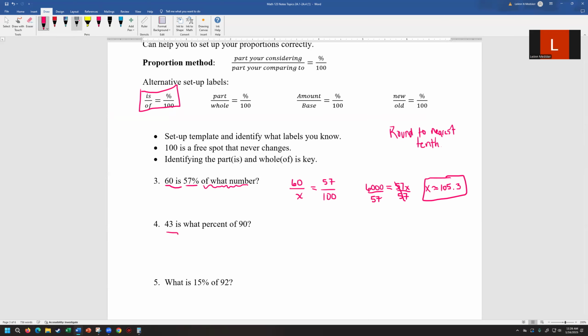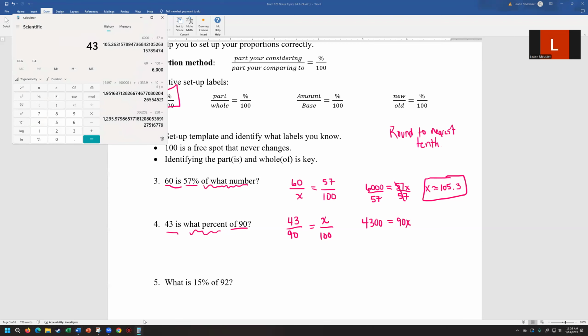43 is, we're looking for the percent this time, and we have the of, the 90. So 43 is our is, 90 is our of. We don't know our percent, but we have our free spot of 100, remember. So 43 times 100 is 4,300. Then we have 90 times x, which would just be 90x. We're going to divide 4,300 by 90.